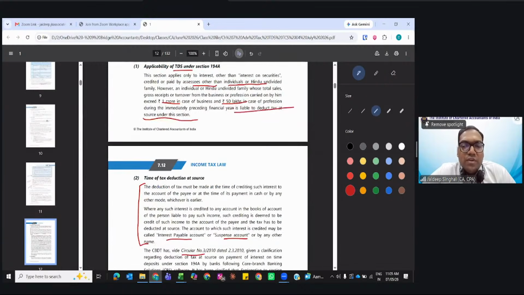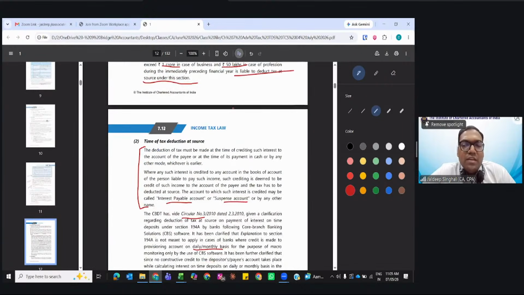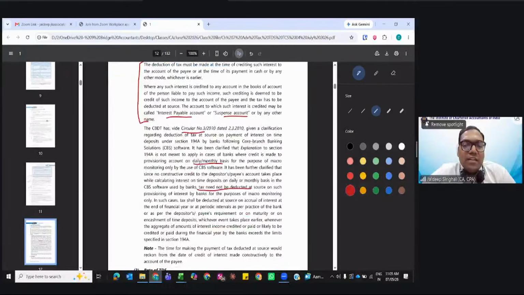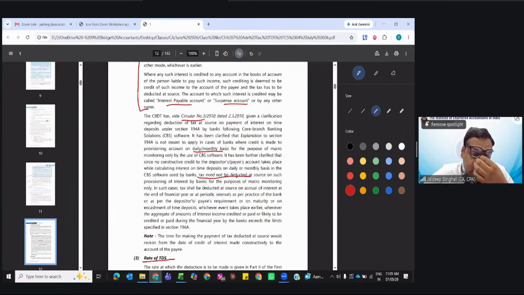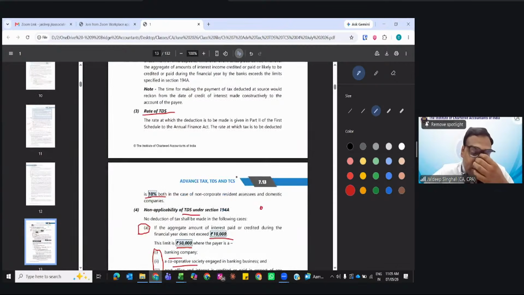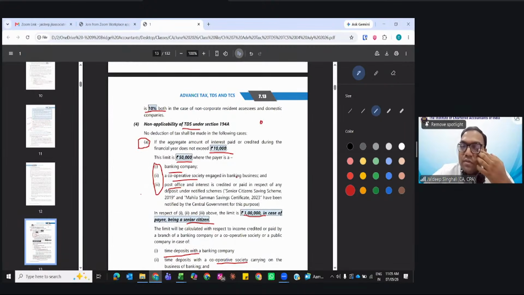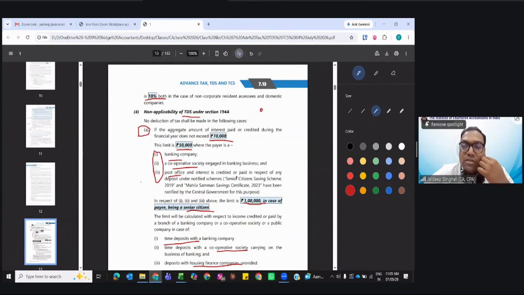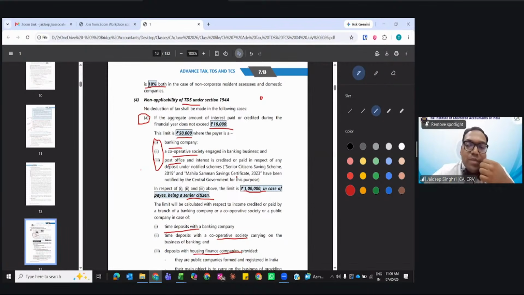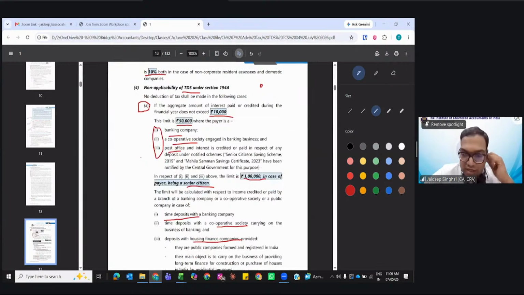So 194A, time of deduction, same thing. Banks credit daily interest for their own tracking, no TDS on this, but when they give it in the statement, then there is TDS. Rate of TDS, 10%. Non-applicability: if the amount is normal, the threshold is 10,000. If it is from a banking company, cooperative society, or post office, the amount is 50,000. In case of a senior citizen, 1 lakh. If it is below this threshold, then no TDS.